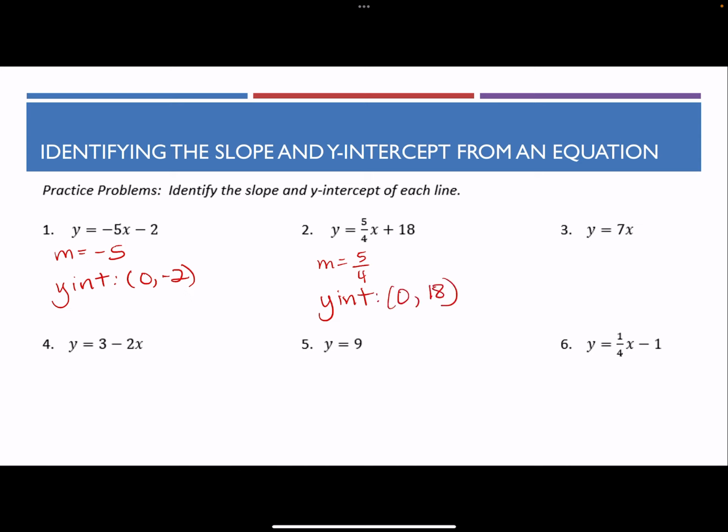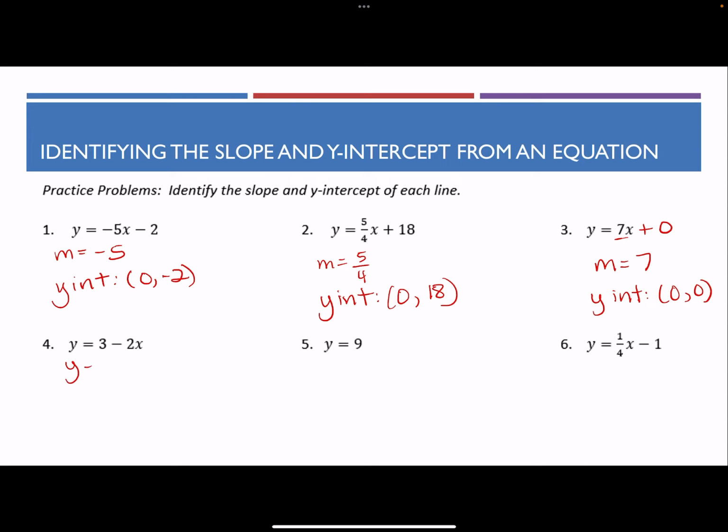Notice when I write my slopes, I don't include the x. It's just the number in front of the x. Now, number 3, look, I just have y equals 7x. So it's kind of like I don't have a b. Well, if I don't have a b, that b was 0, right? So the slope is 7 because that's the number in front of the x. The y-intercept is the point (0, 0).